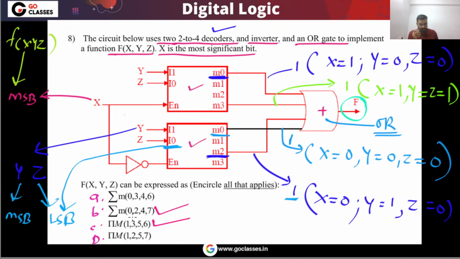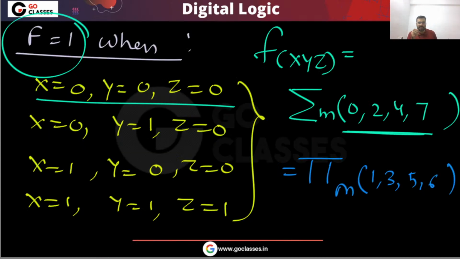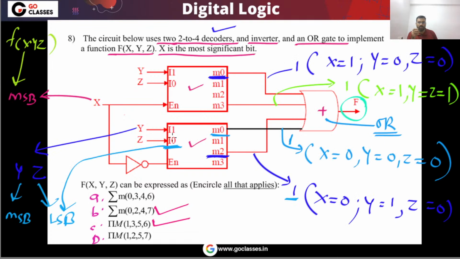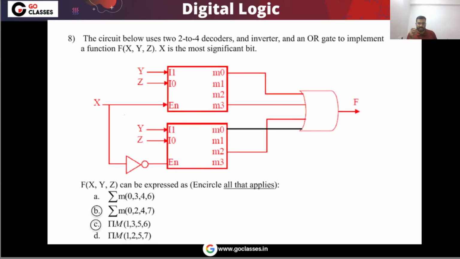So the answer will be B comma C. Is it clear? You can check this. This is a very simple question. Decoder is given to you. What is interesting here is that this decoder will be active when x equal to 1, because when x equal to 1, this enable will become 1. Similarly, this decoder will become active when x equal to 0, because then this enable will become 1. So this circuit will be active for x equal to 1, and this circuit for x equal to 0. Like this you can find it out. So the answer will be B comma C.